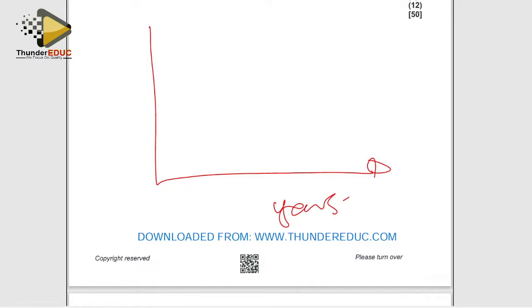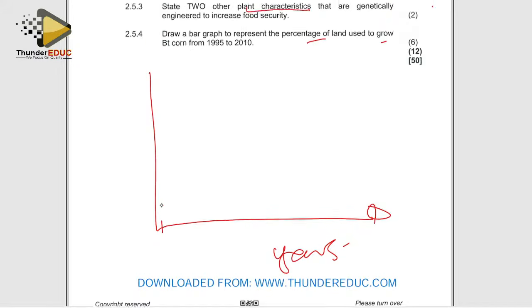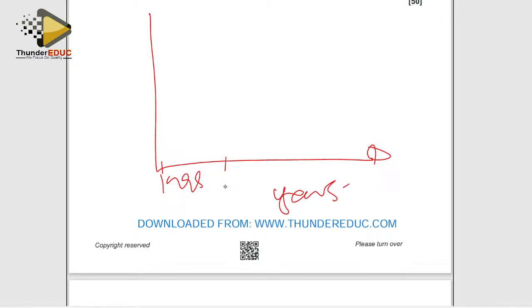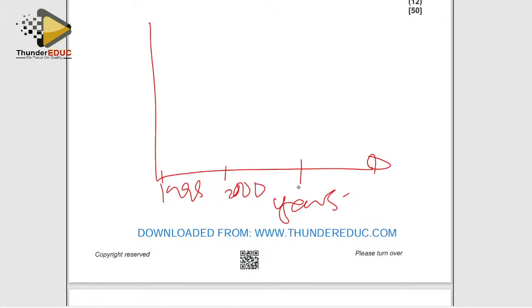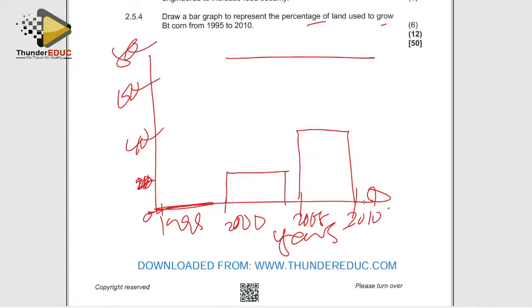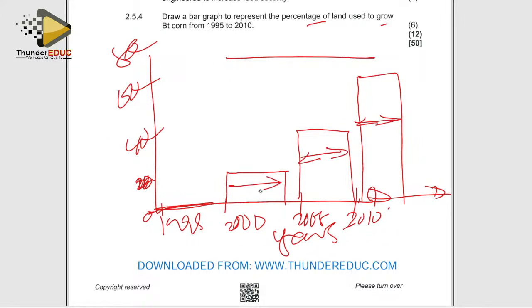So the years are supposed to be here: 1995, 2000, 2005, 2010. So like that. So maybe it's 0, this is 10, or 24, then the fifth one is 60. Remember when you're marking, don't forget, guys, that we're supposed to check that the size of this and the size of this are the same. Also the space here is the same.